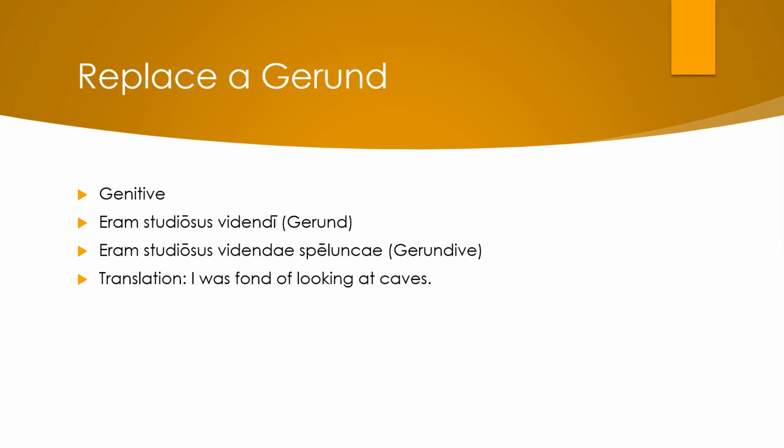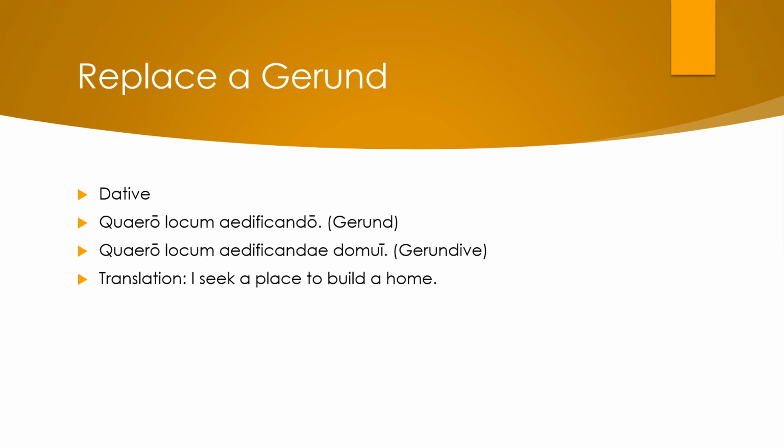But here we are using feminine singular forms, and that is because the cave needs to be in that sense. For the dative, we might see a sentence like quaero locum edificando if we had a gerund, which we previously established means I seek a place for building. But if we were building a specific item, we would put that in the gerundive. In this example, we see quaero locum edificandi domui. I seek a place to build a home.